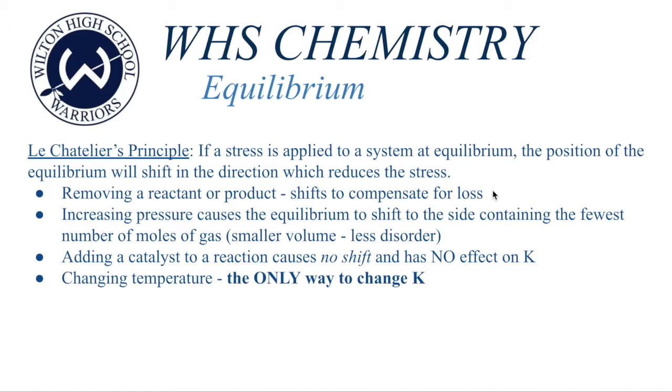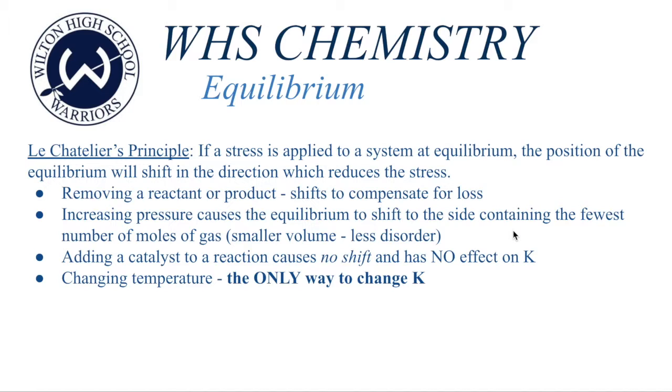One way for this to happen is removing a reactant or a product. Essentially, the equation will shift to compensate for the loss or the gain of a reactant or product, and it will try to get back to the original state of equilibrium, where the concentrations are constant.